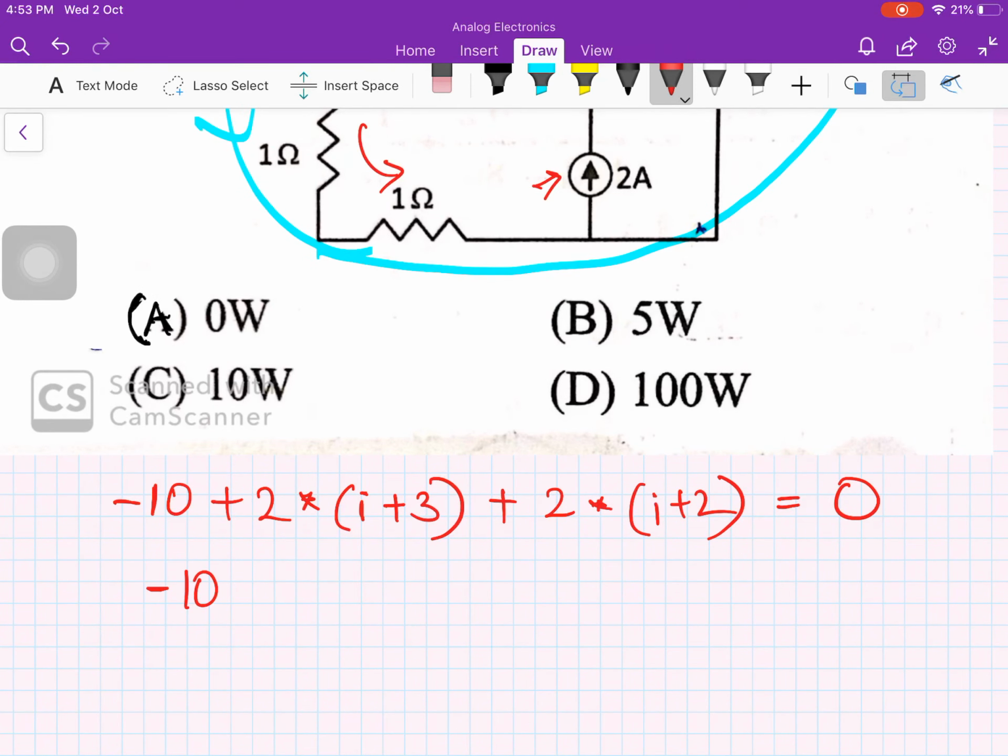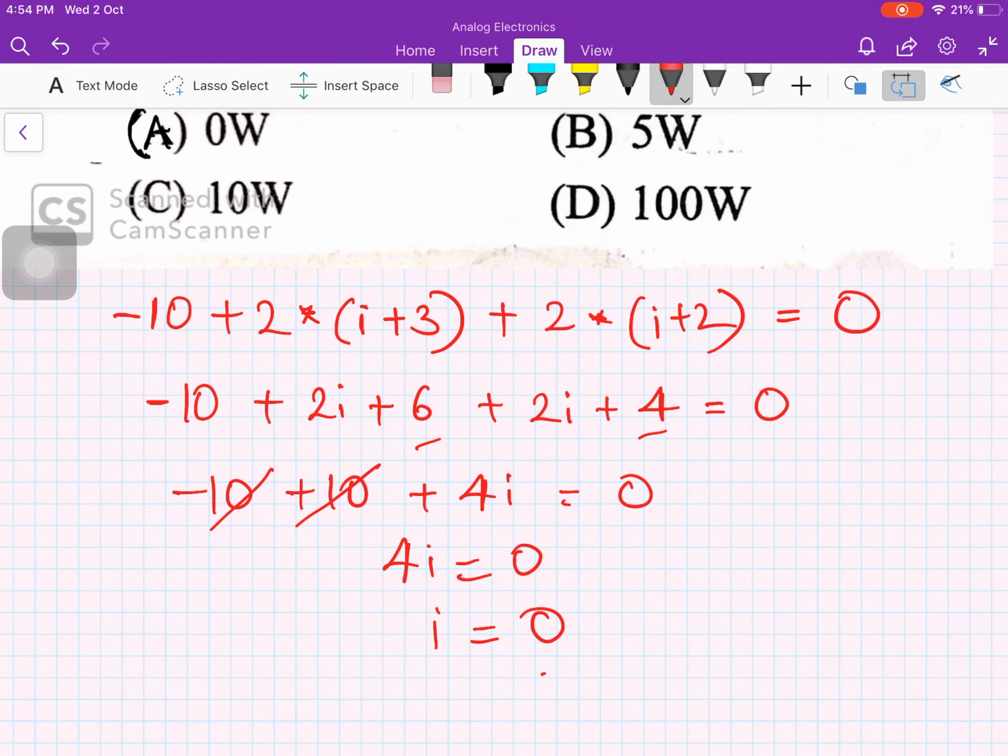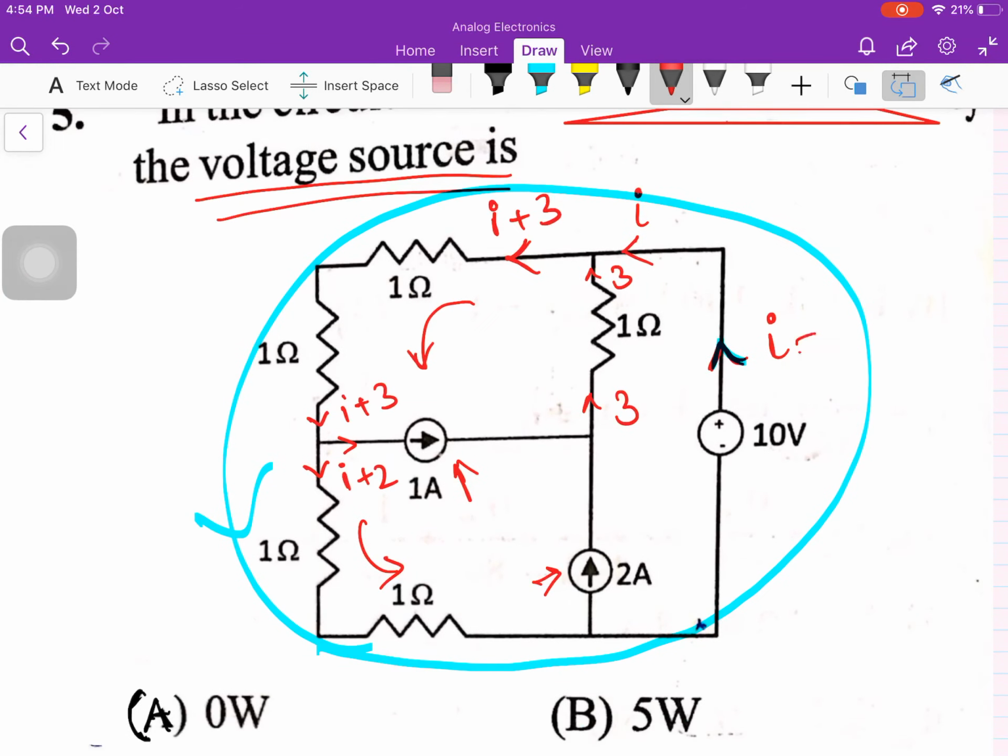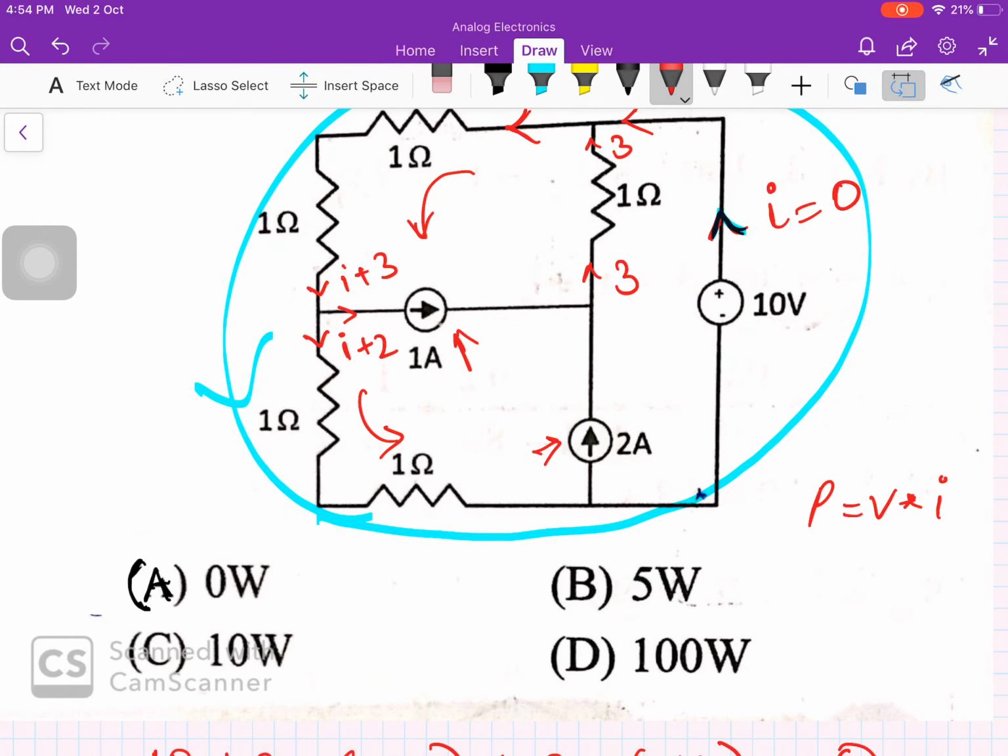So I'll get minus 10 plus 2I plus 6, plus 2I plus 4 equal to 0. It is minus 10, you can see 6 plus 4, that is 10, plus 4I equal to 0. This gets cancelled, 4I equal to 0, so I is equal to 0. So current here is 0. So the power supplied is V into I. So 10 volts into 0 gives me 0 watts. So this is the answer, 0 watts.